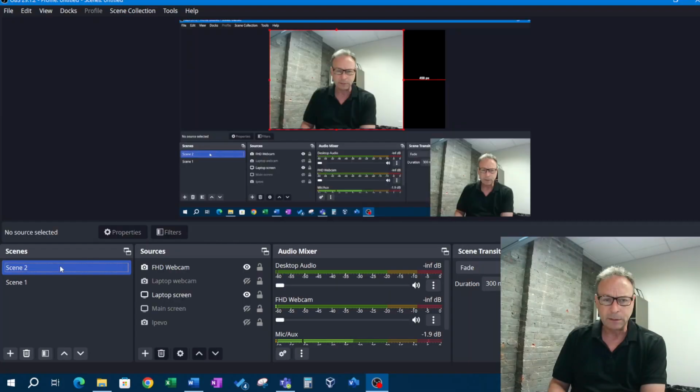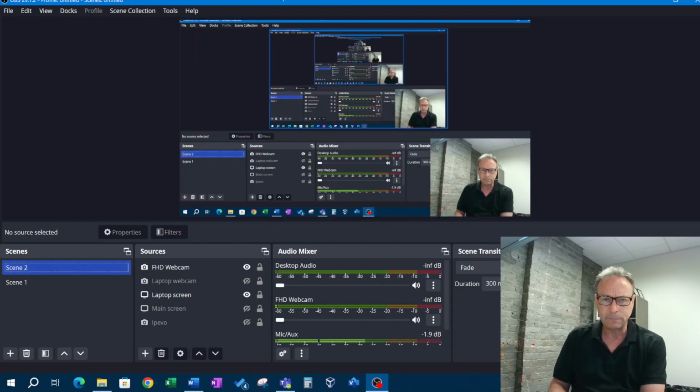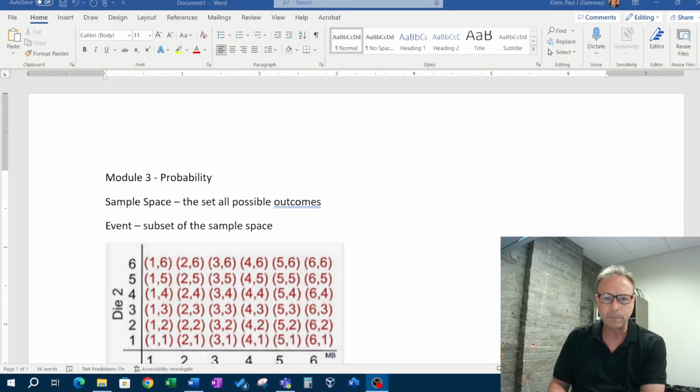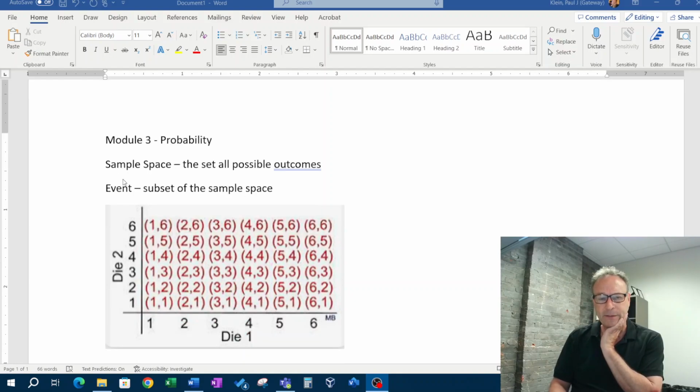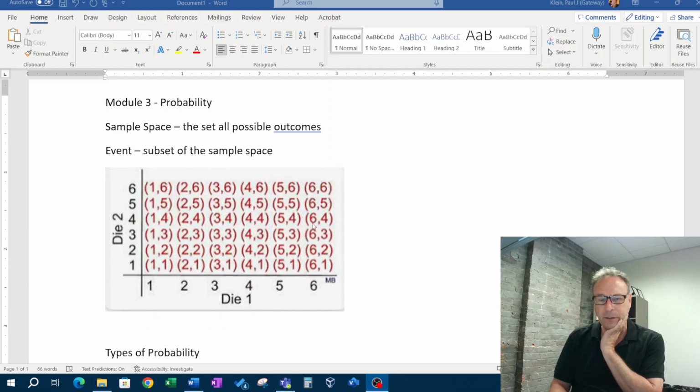So anyway, let me just review a few things here. Let's see. That didn't work out. Hang on. Okay, so I just made a few basic concepts of probabilities, a sample space, right? That's a set of all possible outcomes.